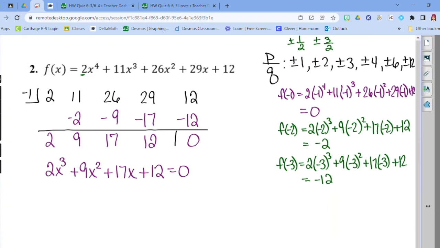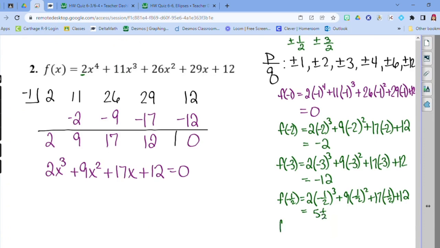Again, no change in sign. Those are all positive, so I'm going to want to deal with the negatives. So I'm going to try and evaluate these for negative 1/2 and then possibly negative 3/2. So f of negative 1/2. So 2 times negative 1/2 to the third plus 9 times negative 1/2 squared plus 17 times negative 1/2 plus 12. And that gives me 5 1/2. So not 0.